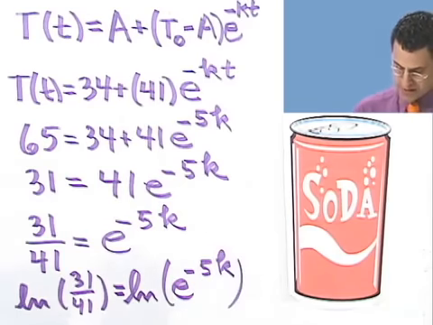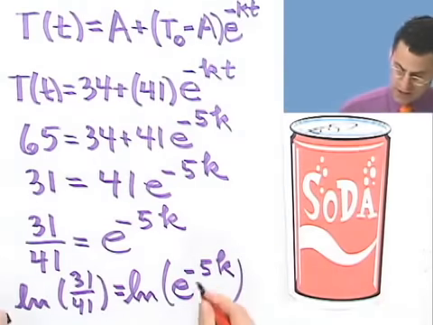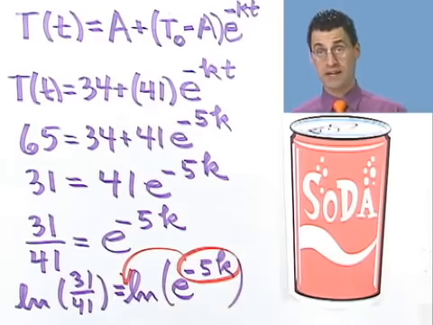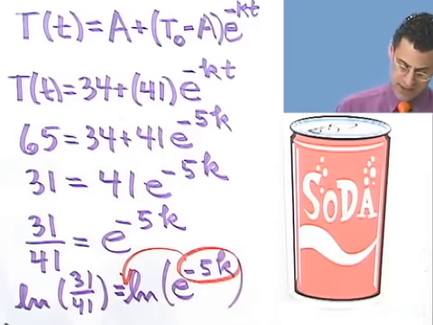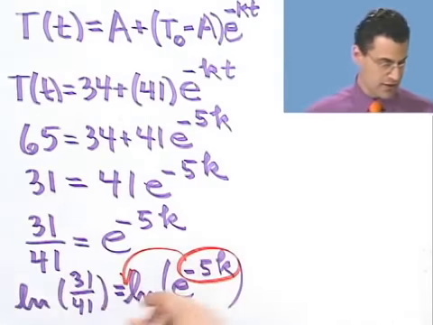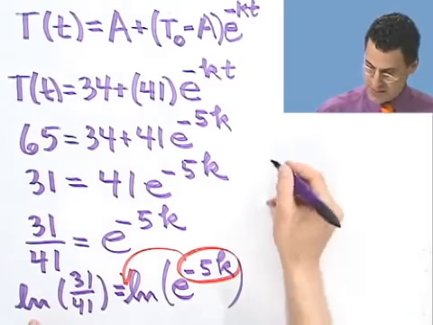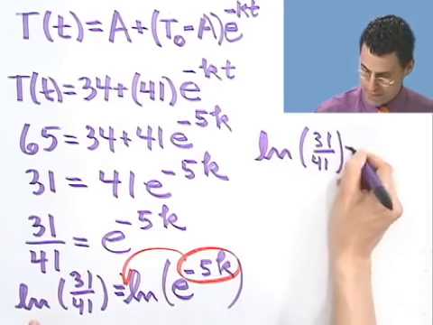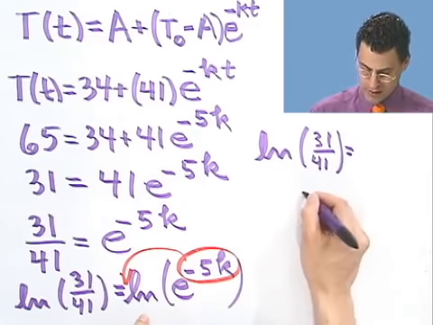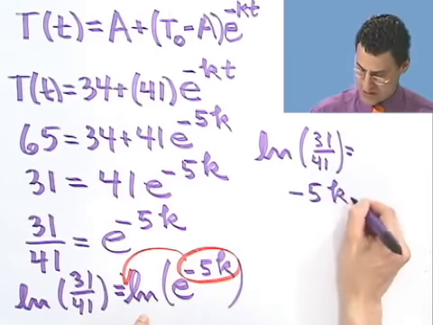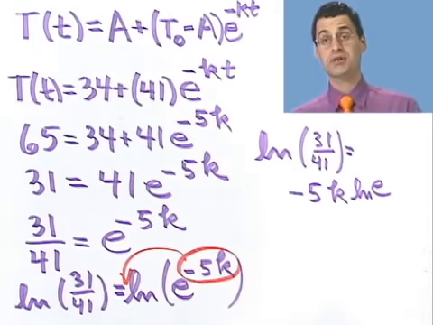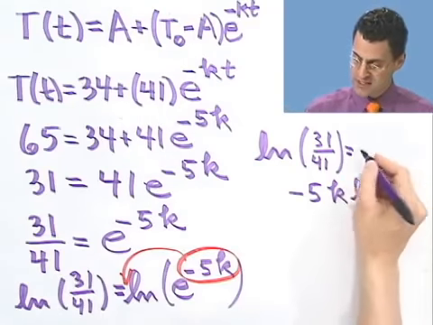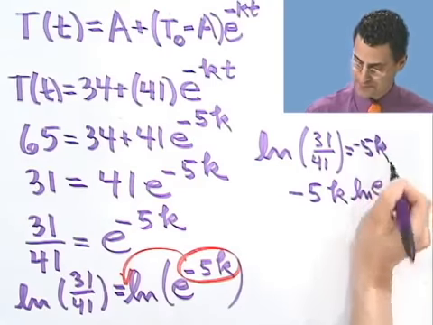And now, of course, I use the property of exponents inside of logarithms to realize that can be pulled out in front as a coefficient. And that's the whole point of taking logs, to bring that unknown down to the first floor. Now, when I do that, what do I see? I see the natural log of 31 over 41 equals, well, minus 5k times the natural log of e. But what's the natural log of e? Well, the natural log of e is just 1. So, in fact, that term goes away. So I see this just equals minus 5k.